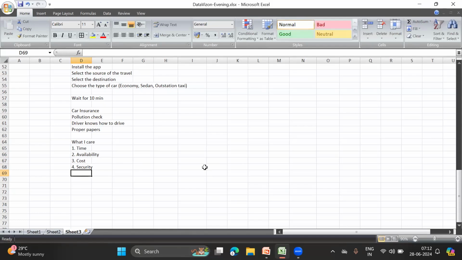Comfort, exactly. Parking. Yeah, if we are talking about things we do not care about. Okay, so parking is fine. That is my chauffeur's responsibility, to park the car in the place and pay for the parking as well. I do not have to worry about it.